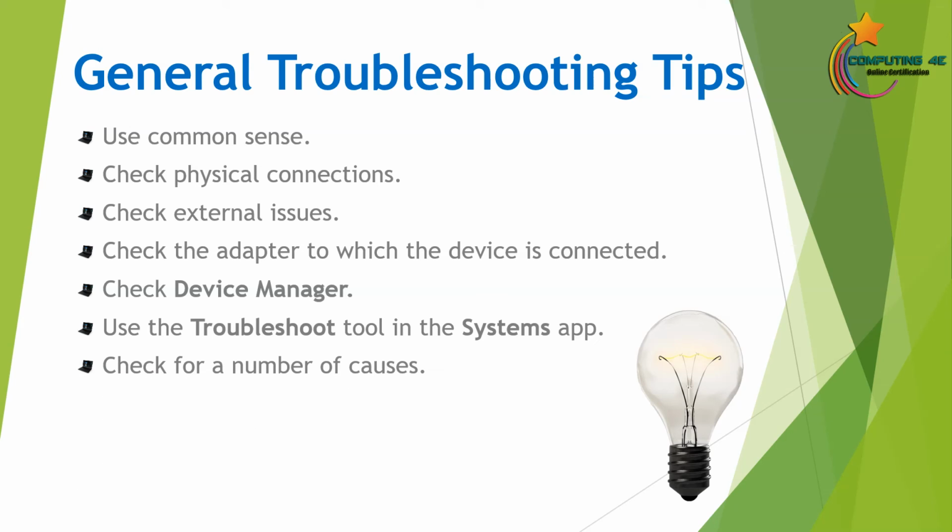Number seven, check for a number of causes. Okay. We need to find many causes. If you can find a specific, definite error, we need to check a number of causes, a number of errors.